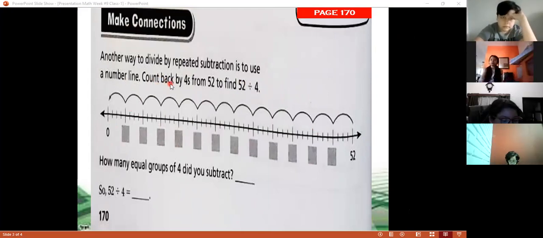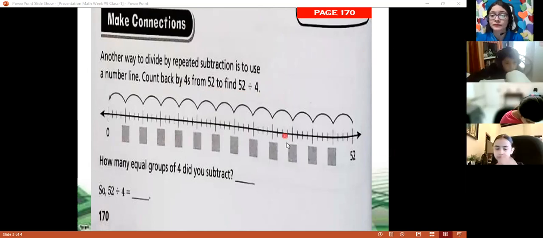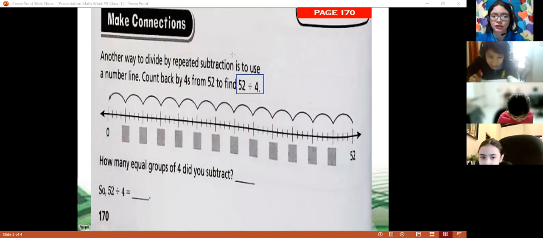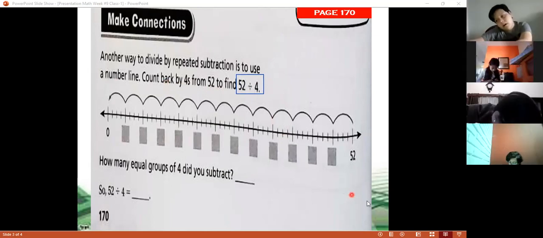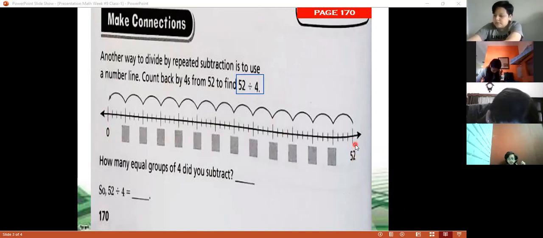So we're going to count back by 4s, it says, from 52 to find 52 divided by 4. Why by 4? This is another division. Our division is 52 divided by 4. That's why it's asking you to count back by 4s. We're going to count back from 52. Where is 52? Here we have 0, and here we have 52 in the number line. So from this 52, we're going to count back. So it's going to be 52 minus 4, class. What is the answer of 52 minus 4?